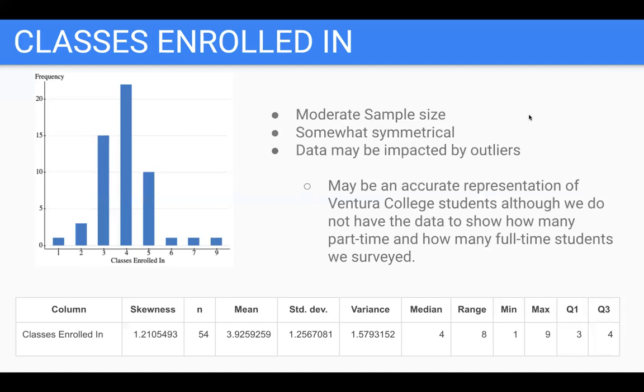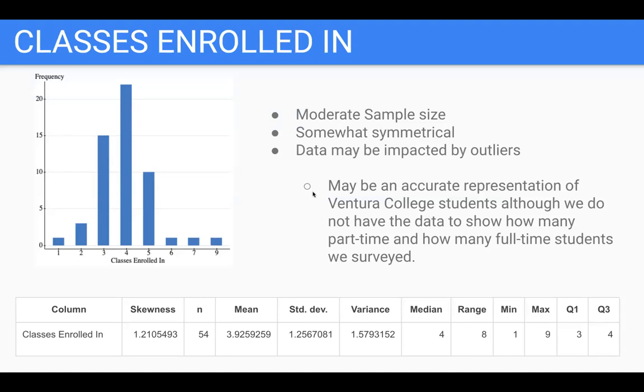So now we go into breaking down some of the data. For this one, we decided to do the classes that you were enrolled in. As you can see, it is a moderate sample size, which, as you can see over here, was 54, which is a pretty good size. The graph does look somewhat symmetrical with a few outliers, which the data may be impacted by.